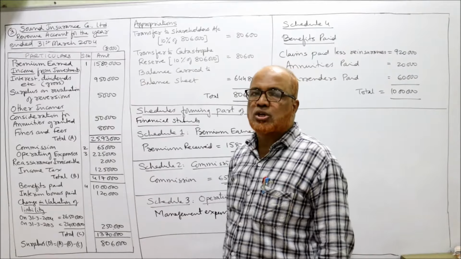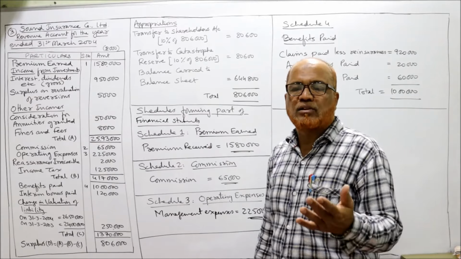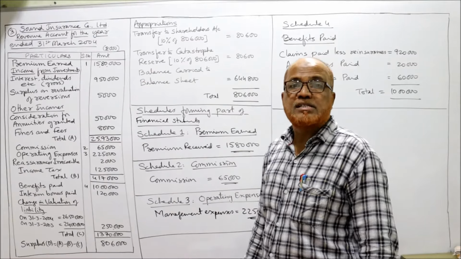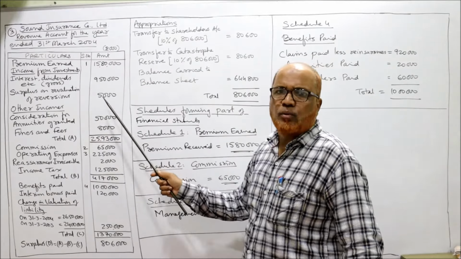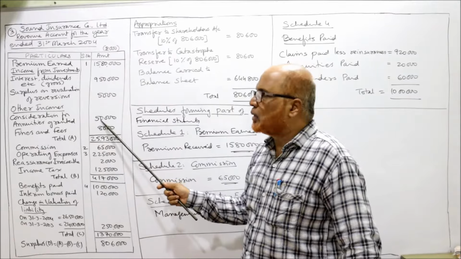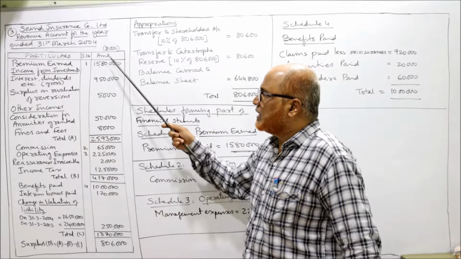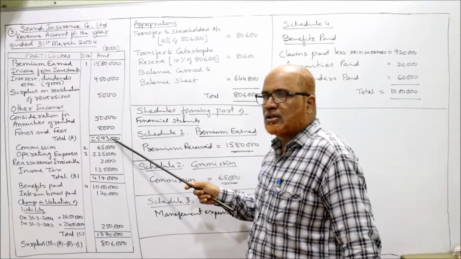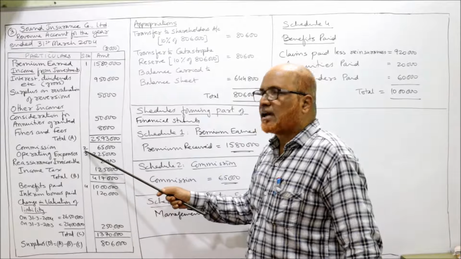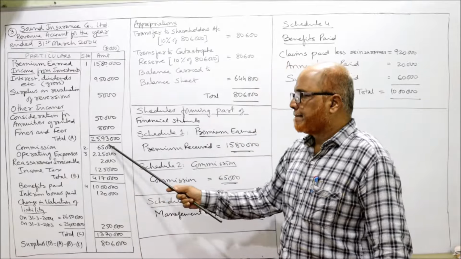Surplus on revaluation of reversions. Revaluation of reversions के ऊपर जो surplus आएगा, that will be treated as income from investment. So 5,000. Directly we have to show it. Other incomes: consideration for annuities granted as usual. Fines and fees as usual. No change. So we have taken the total of the income 25 lakh 93,000. Now commission, second schedule. So second schedule commission you can see 65,000.